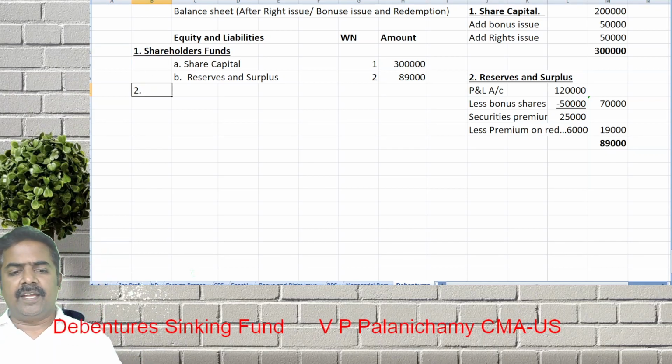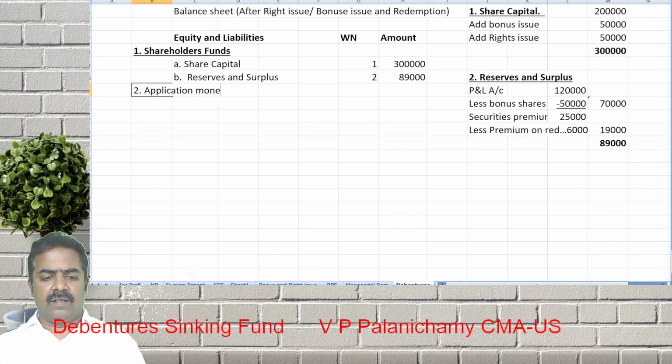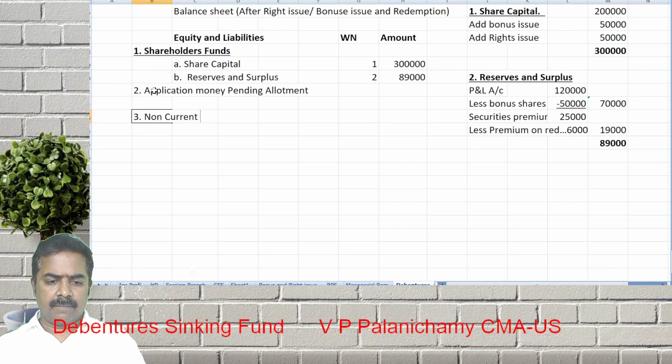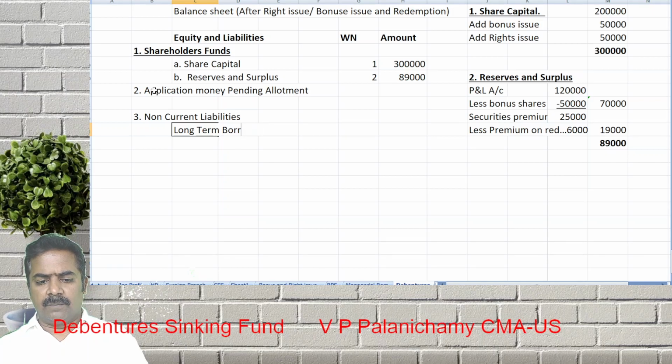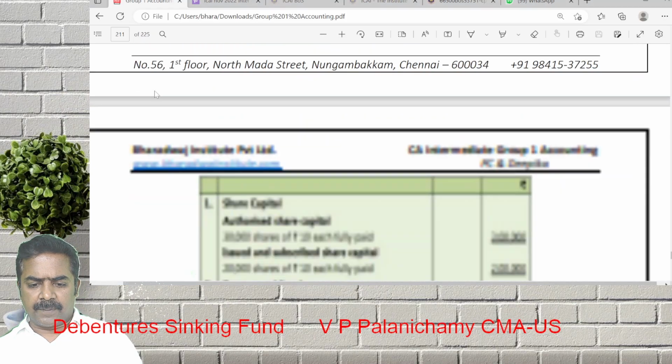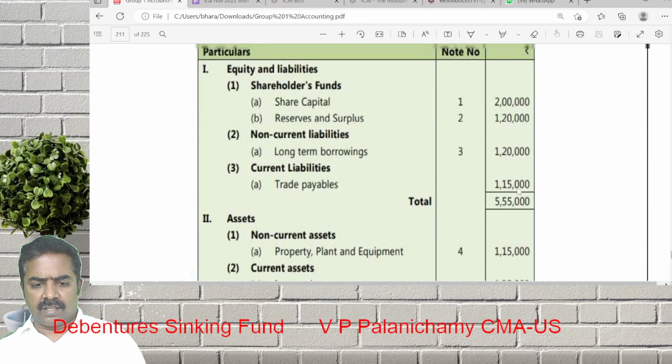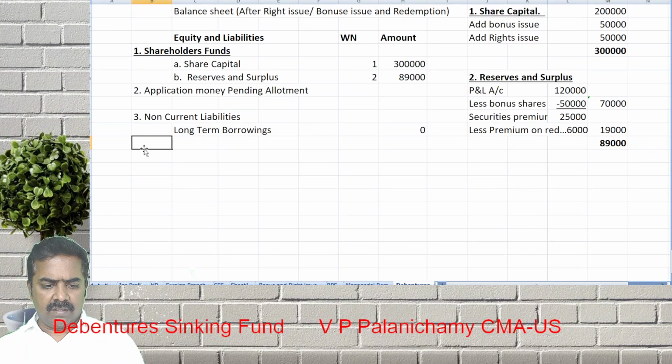Then the second heading will be application money pending allotment. That will not be there. Then the third heading will be non-current liabilities, under it long-term borrowings. Long-term borrowings will not come. Why? Look at the working note of long-term borrowings. Long-term borrowings represent only which one? Debentures, which are redeemed. So non-current liabilities will not come. Then number 4, current liabilities.